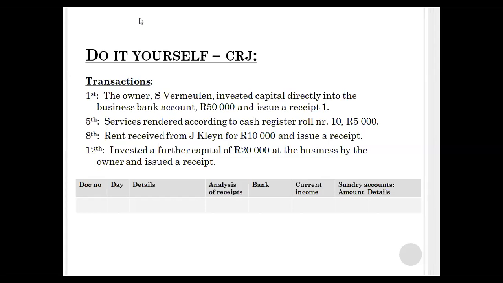Right, what I'm not going to do, but you should know how to do by now, is remember to add up the columns. You're going to add up bank and get a total at the bottom, add up current income and get a total at the bottom, and do the same with sundry accounts, the amount column, adding it up and getting a total at the bottom.